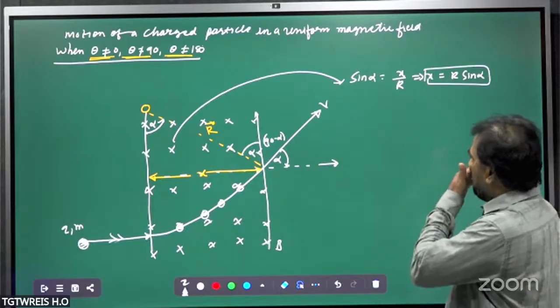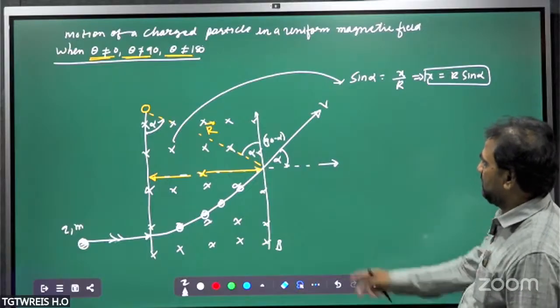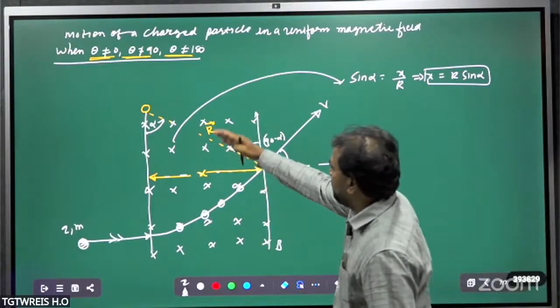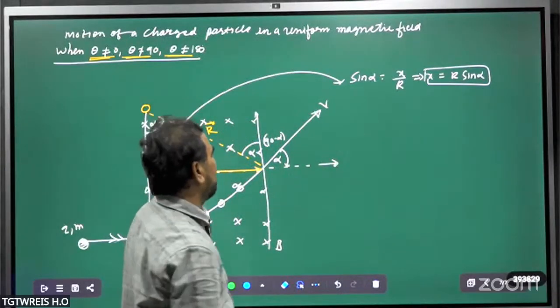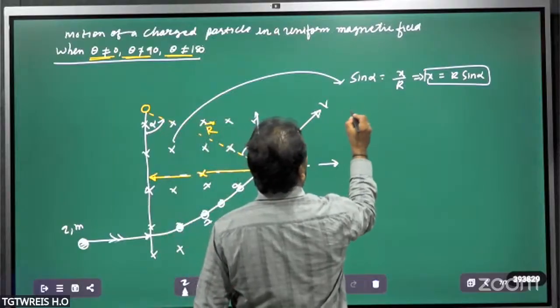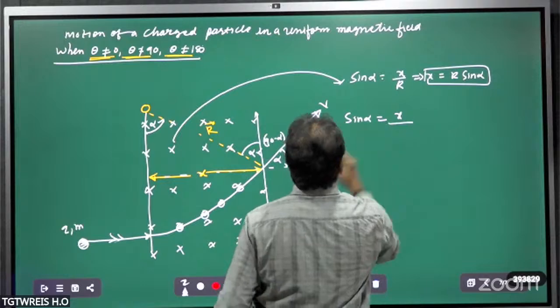Is it clear? Sin alpha is equal to x upon r, beta. Sin alpha is equal to opposite side upon hypotenuse. So from this, x is equal to r sin alpha. But sin alpha is equal to x upon r, you already know. Therefore, sin alpha is equal to x upon r. So what is the value of r?